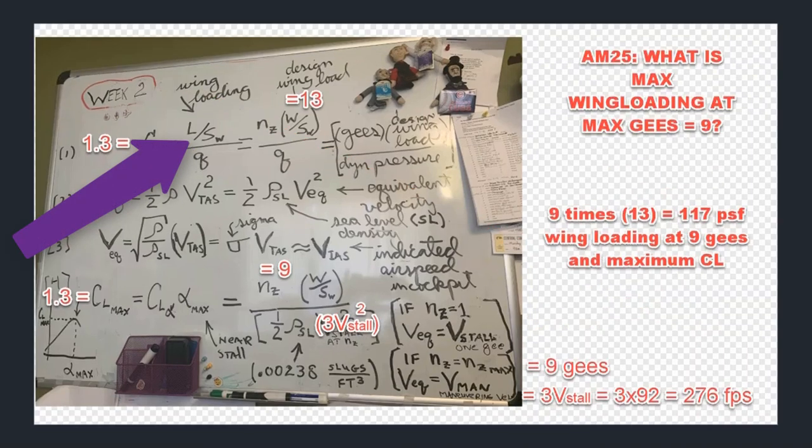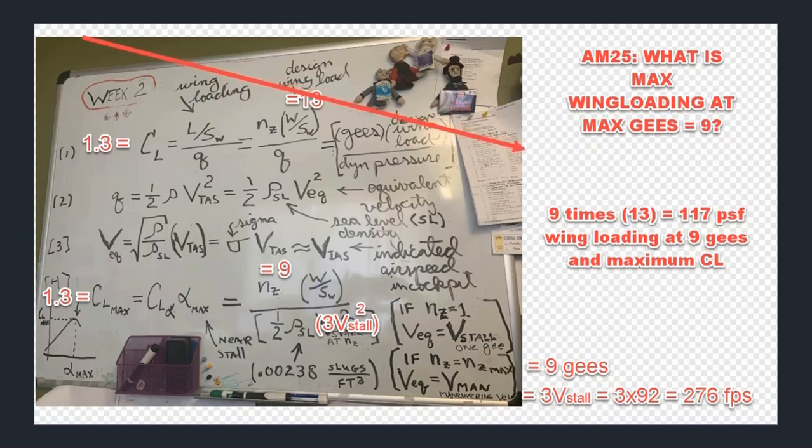The last question is AM25. What's the max wing loading at 9 G's? Well, if, again, C sub L lift coefficient has to be 1.3, we know the weight over the wing area is 13 from the first problem at 1G. So if NZ goes to 9, you'll end up with 9 times 13. So your wing loading will be 117 pounds per square foot at 9 G's.